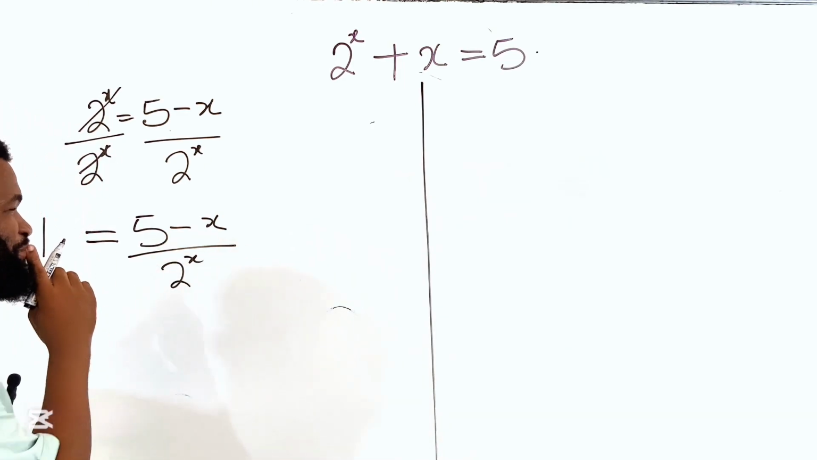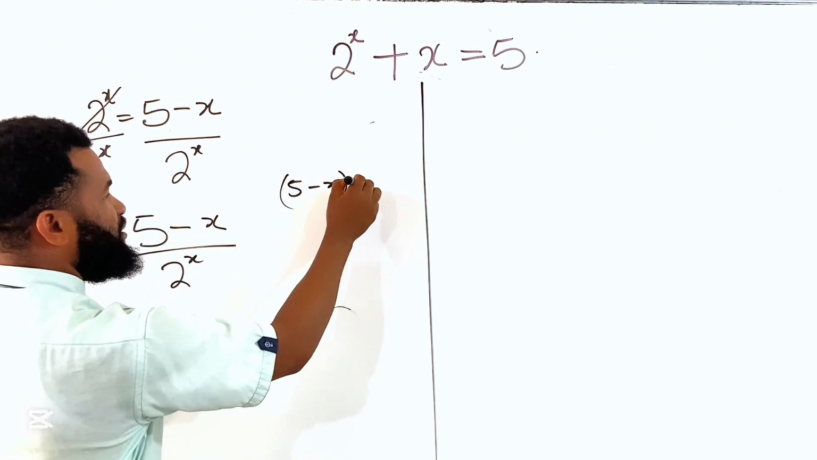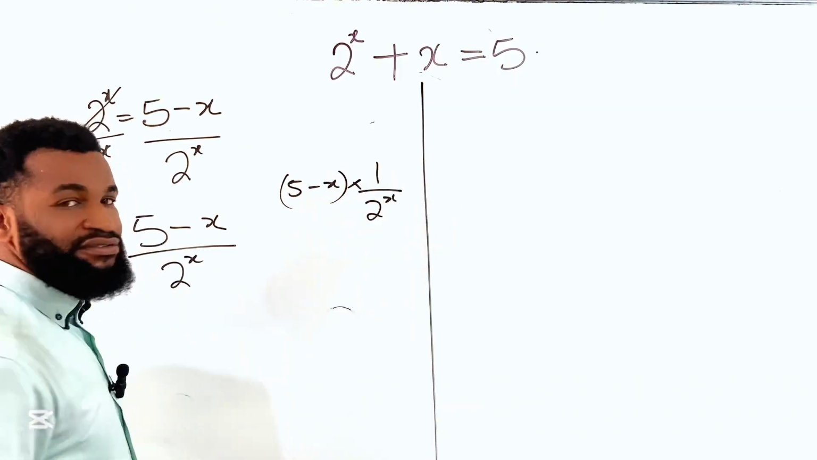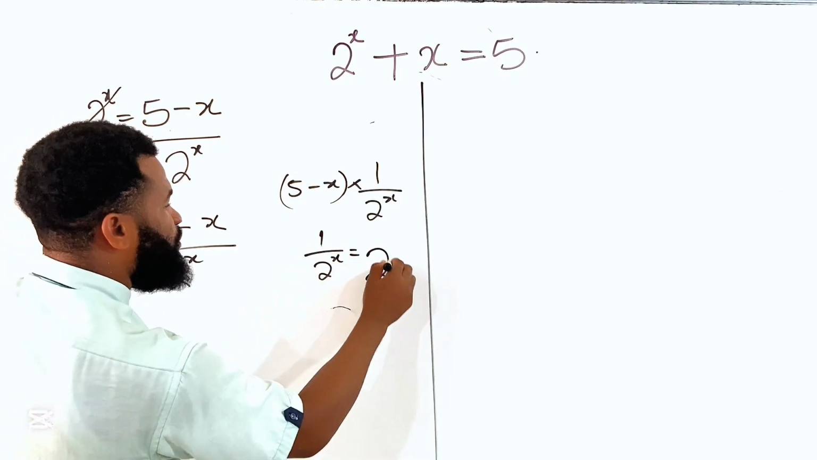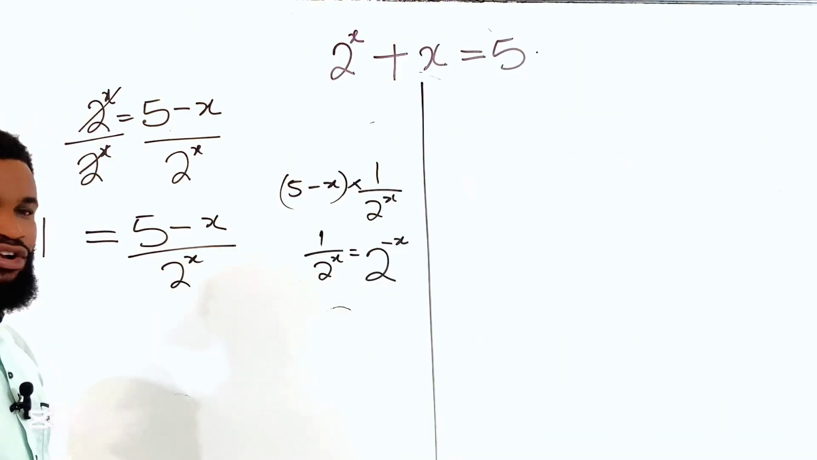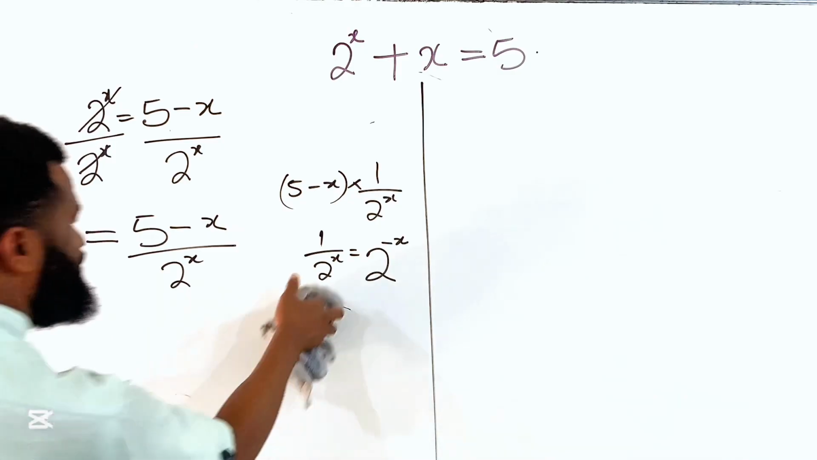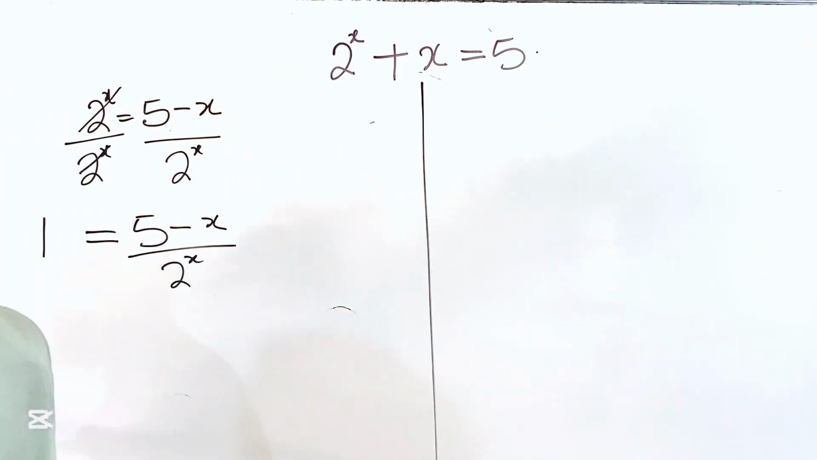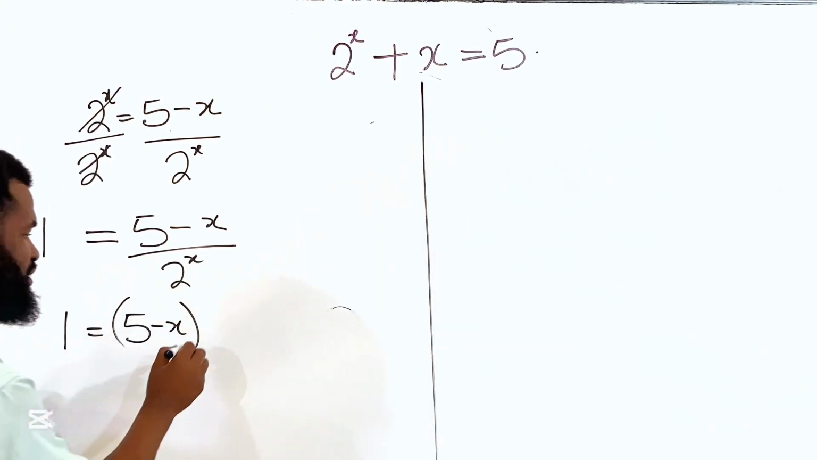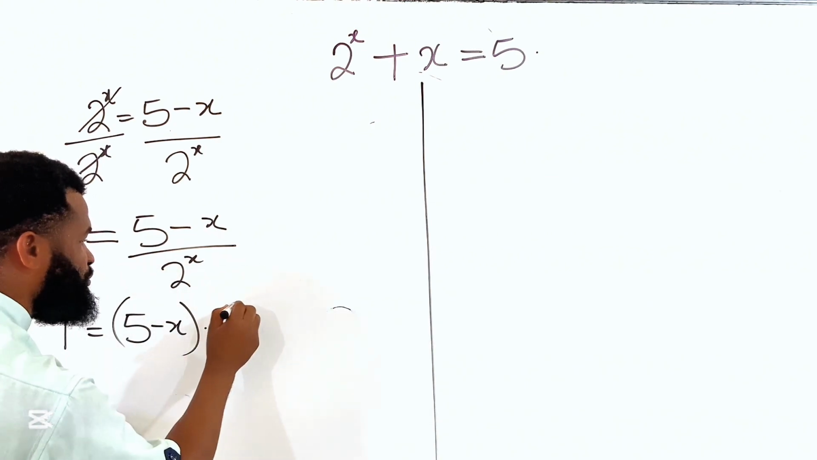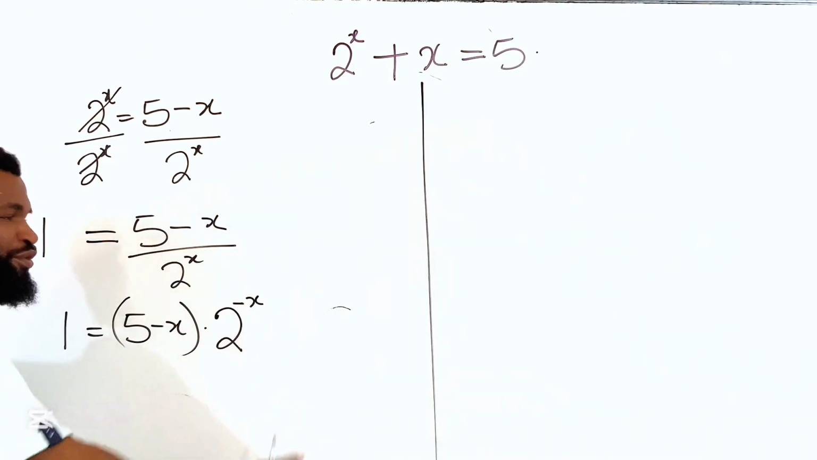At this point, this is going to be the same thing as, let's say, 5 minus x in brackets times 1 all over 2 raised to power x. That is what it means. And remember, 1 all over 2 raised to power x is the same thing as 2 raised to power minus x. Okay, so I'm going to break it down. So I'm going to have 1, which is going to be equal to 5 minus x in brackets multiplied by 2 raised to power minus x. So you see, everything about x has been pushed to one side of the equation.